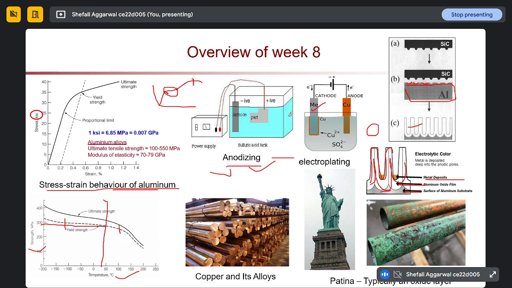Another thing is copper. In copper, not much has been given in your lectures. We are getting copper from sulfides, and if you see some famous structure like the Statue of Liberty, it is made from copper. So why is this green color there? The oxide of copper is called patina, which is a typical oxide layer of copper. In iron or in steel, we have an oxide layer of rust of brown color, and in the case of copper, we have this green oxide layer or rust layer, which is called patina. Okay.